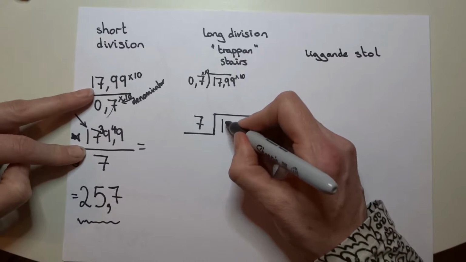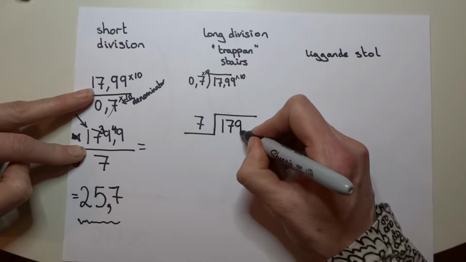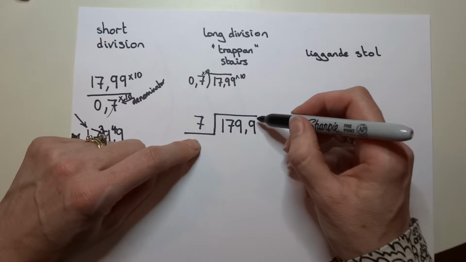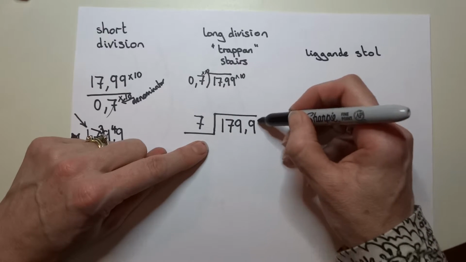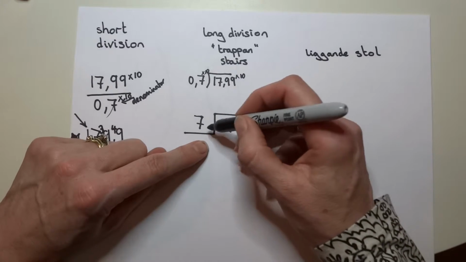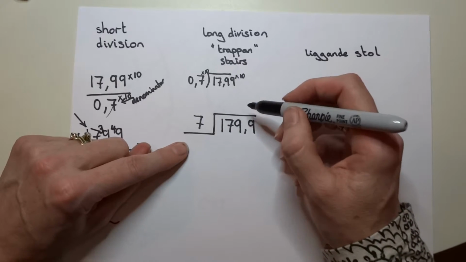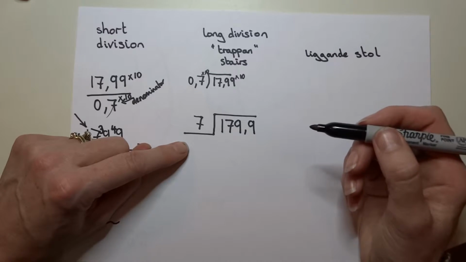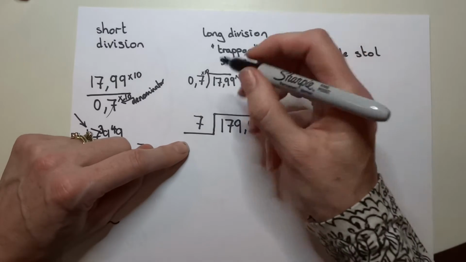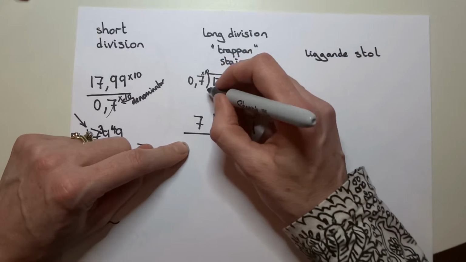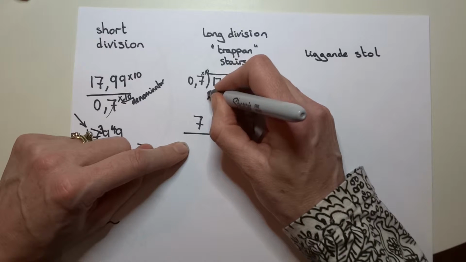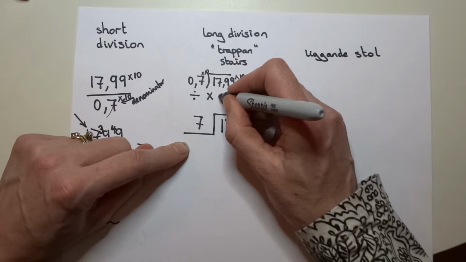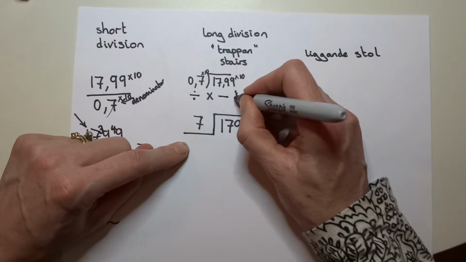Divide 179.9 by 7. The numerator, the number on the top, is always under the stairs, and the denominator that we're doing the division with is always to the left of the stairs. And then we're actually following a process of 4 steps. We're doing a division, a multiplication, a subtraction, and a move down.